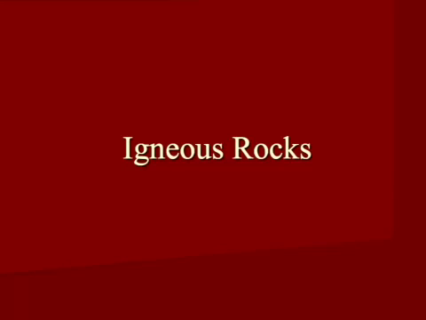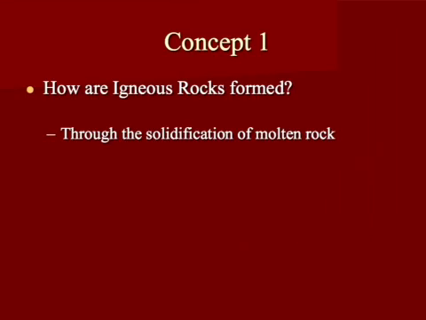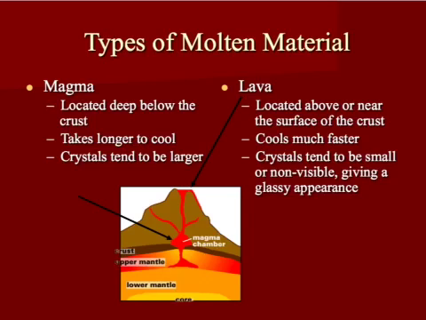Alright, so today we're going to start off talking about igneous rocks. There's about 5 concepts that we need to know specifically for igneous rocks. The first one is, how are igneous rocks formed? And that's due to solidification of molten rock. Now, as we already know, molten rocks are going to be classified as magma or lava.